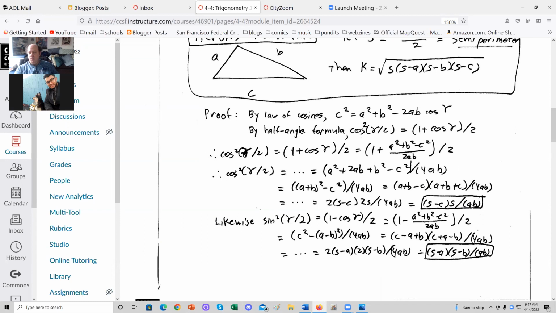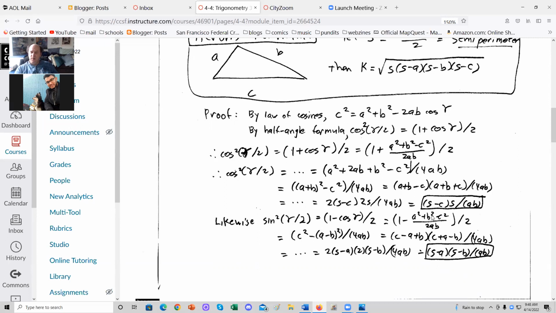All right, now we use a similar formula for sine squared gamma over 2. That's 1 minus cos gamma over 2. That's just the half angle formula again. And again, plugging in cos gamma as A squared plus B squared minus C squared over 2AB, the sine squared gamma over 2 is 1 minus the quantity A squared plus B squared minus C squared over 2AB all over 2.